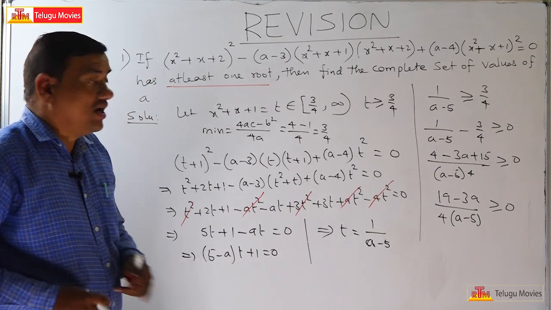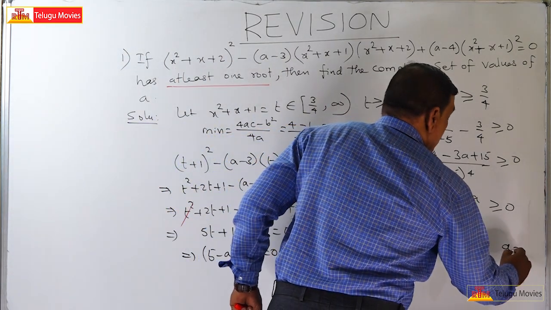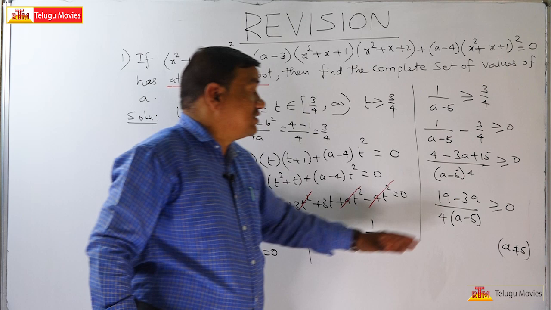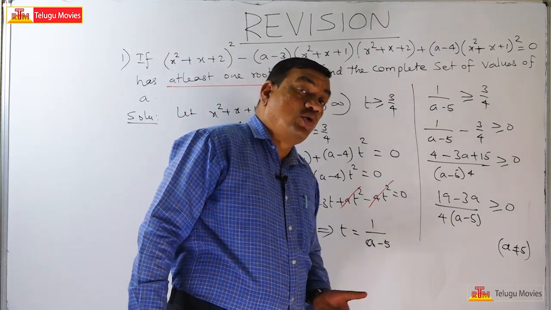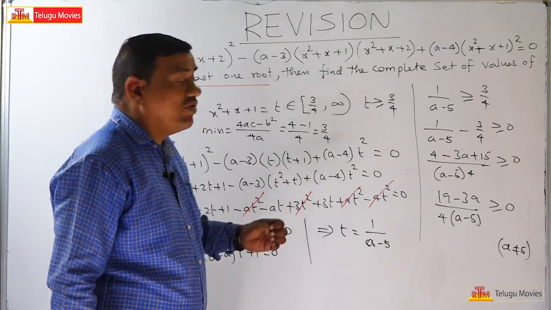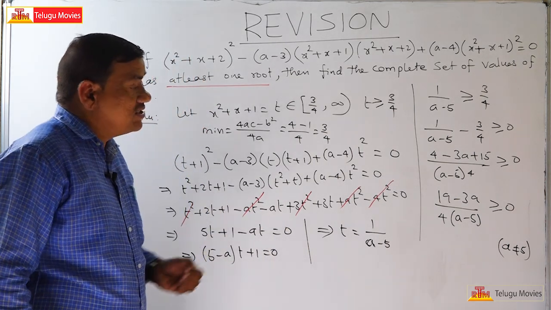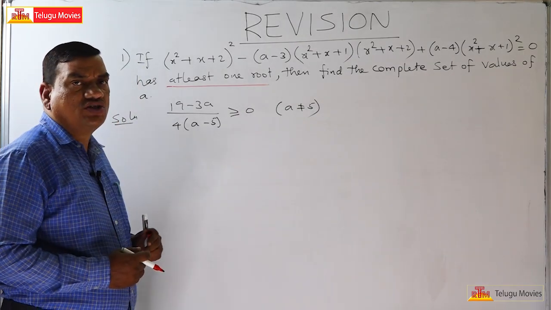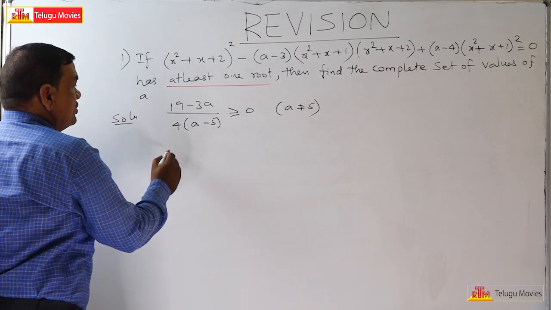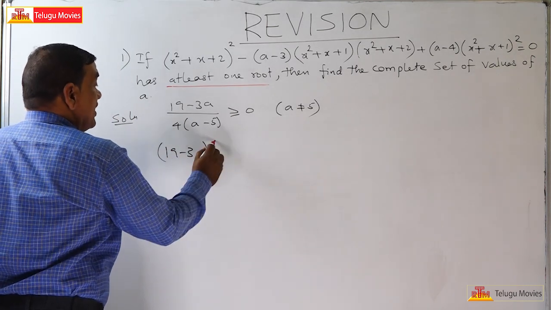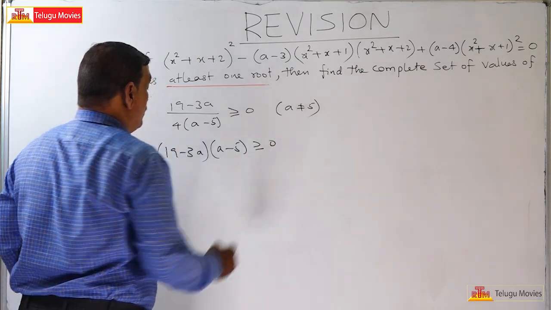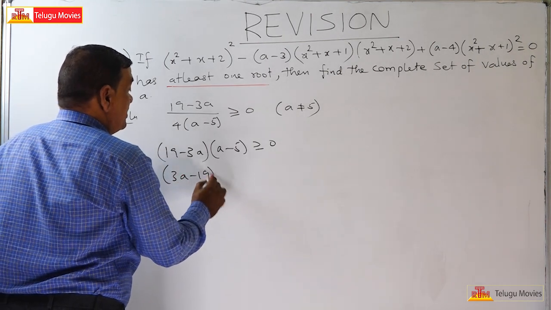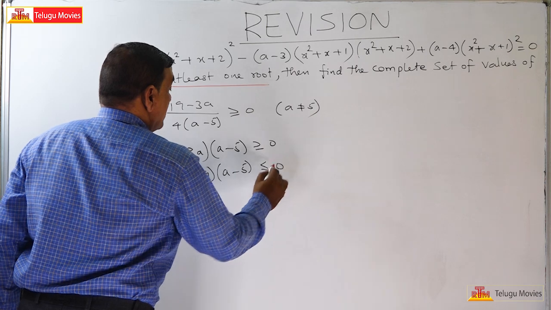Here clearly a should not be equal to 5. Let us solve this using the wavy curve method. Otherwise, we can also solve it using the greater-than inequality type. Let us continue the solution. You can take 4 as constant, since it never becomes 0. So this is (19 minus 3a) into (a minus 5) greater than or equal to 0. Here minus 3a is there, no? Let us make it positive: (3a minus 19) into (a minus 5) less than or equal to 0.